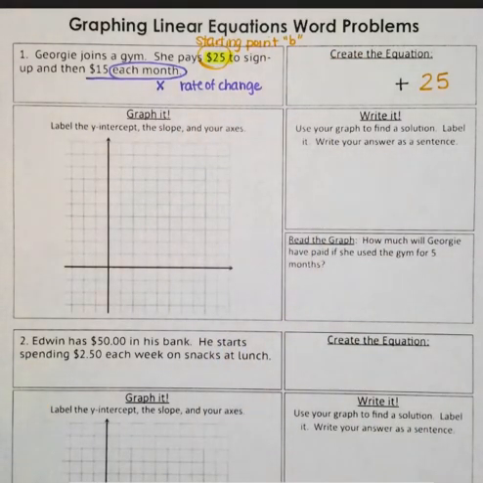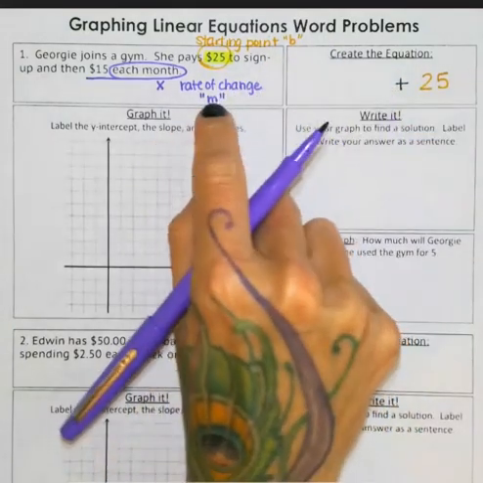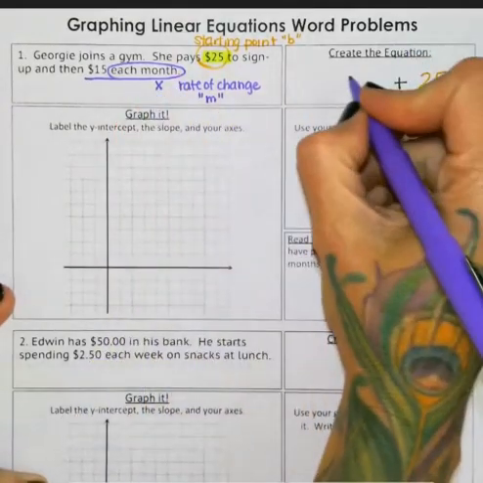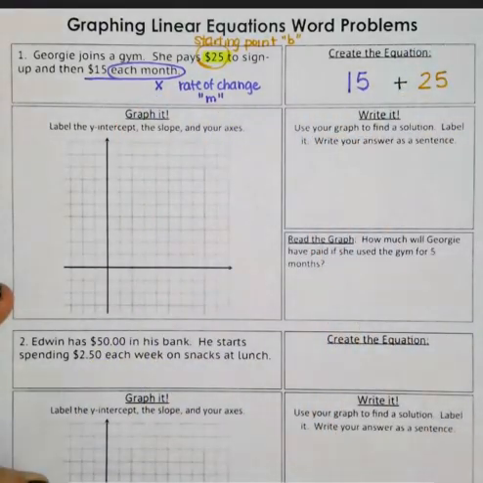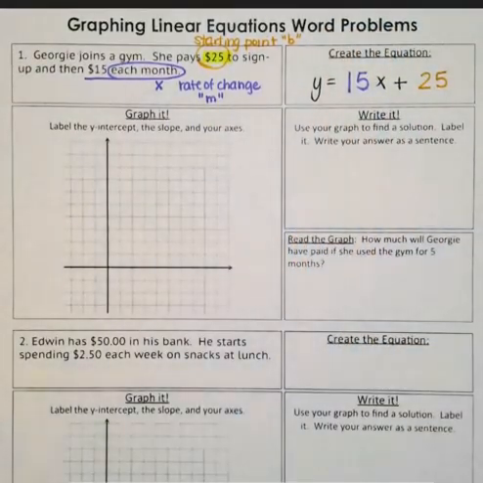And rate of change, we also hopefully know at this point, is our M. M is in front of the X. So 15 is in front of our X. So that's going to be 15, and then we have our X. And we want to make sure we always have our Y equals. Just a reminder from some throwbacks and to make sure we don't ever forget.